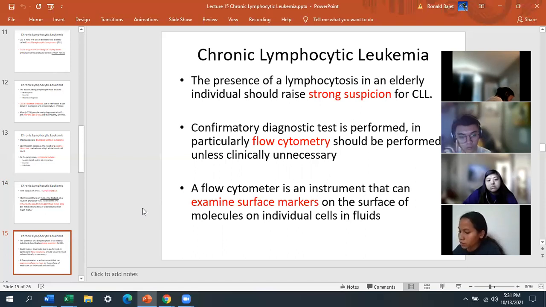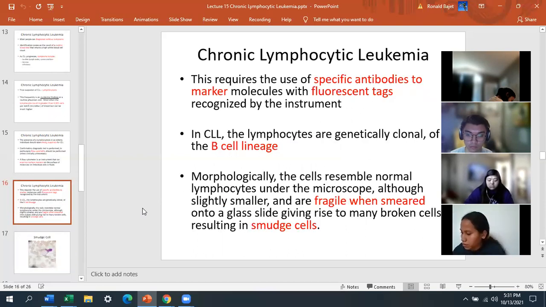Just make sure that you tell the pathologist that it's suggestive of CLL. The confirmatory test will be flow cytometry, which takes a look at the surface markers on the lymphocytes. Without getting into that technology much, it uses specific antibodies to markers on the surface of the lymphocytes, with molecules carrying fluorescent tags. Because it's CLL, they're going to be looking at lymphocytes of the B cell lineage. Remember, CLL is with the B cells.